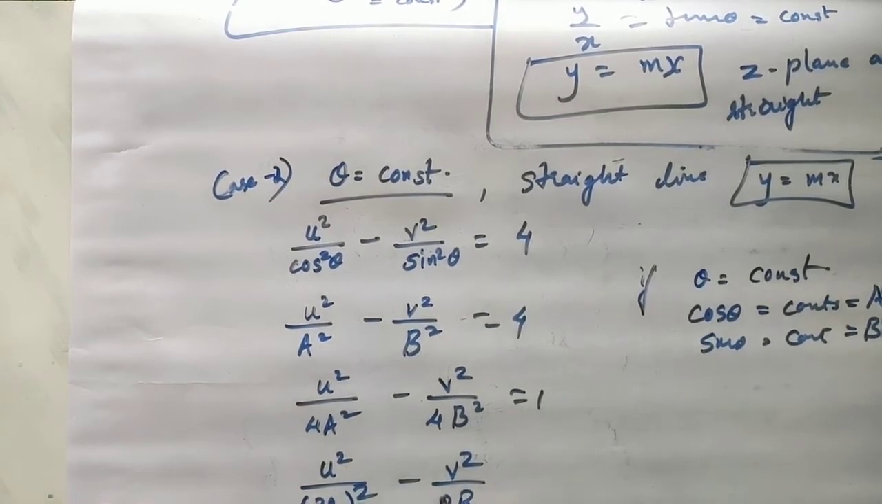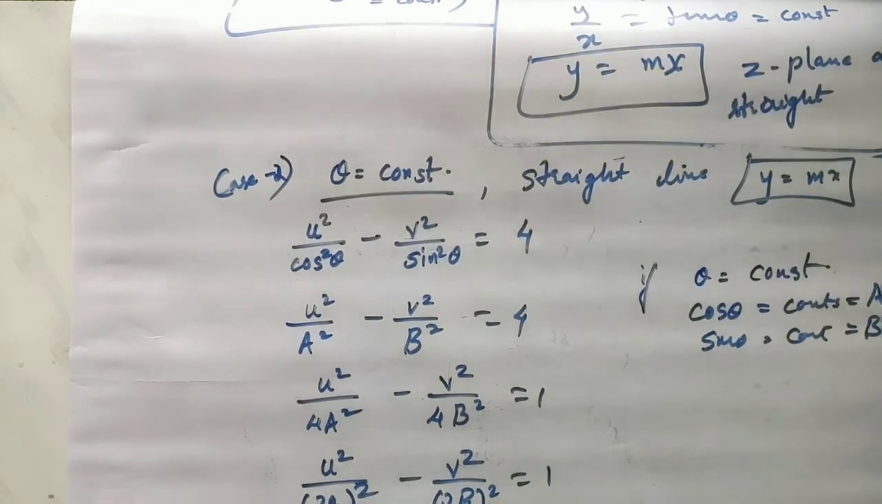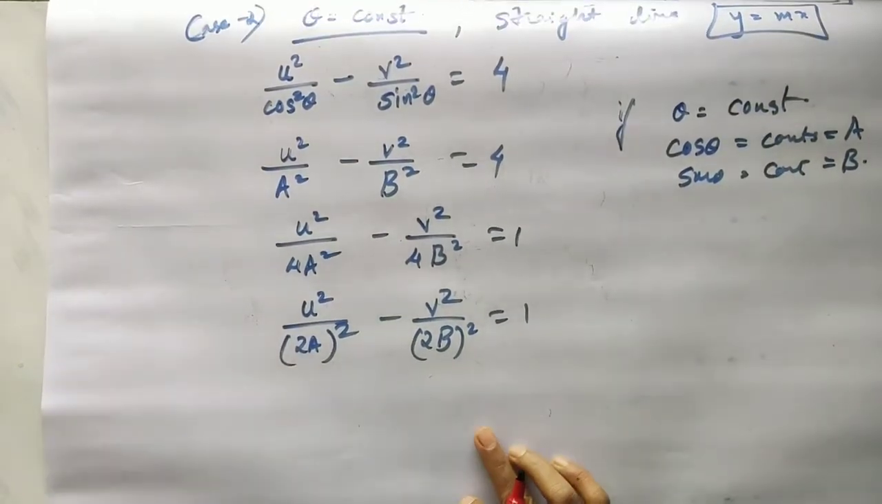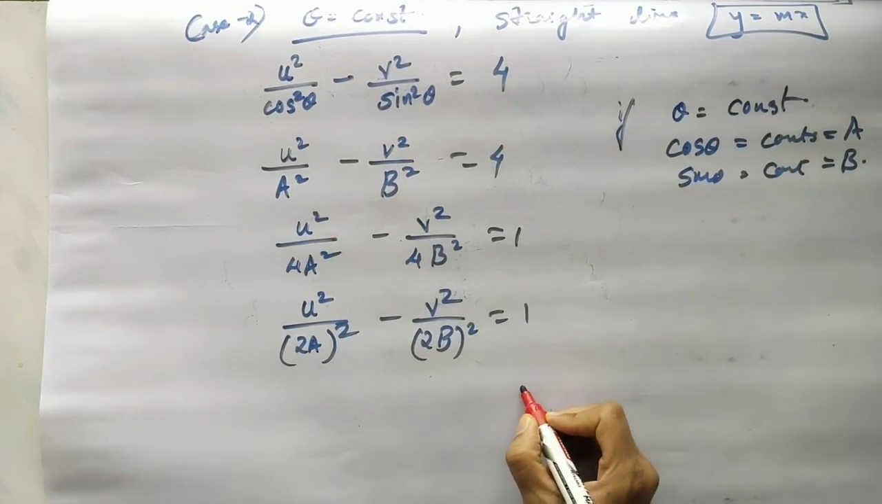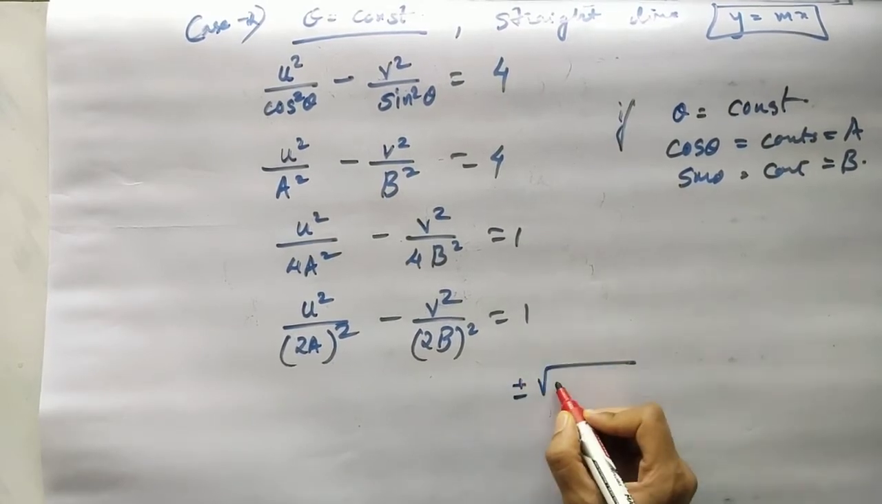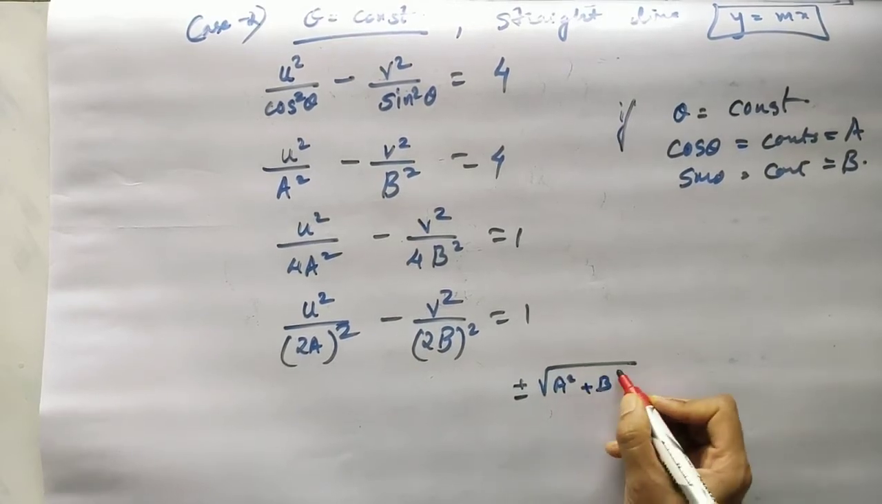Now what does this represent? This represents a hyperbola, right? This represents a hyperbola with the foci at plus or minus root of a square plus b square.